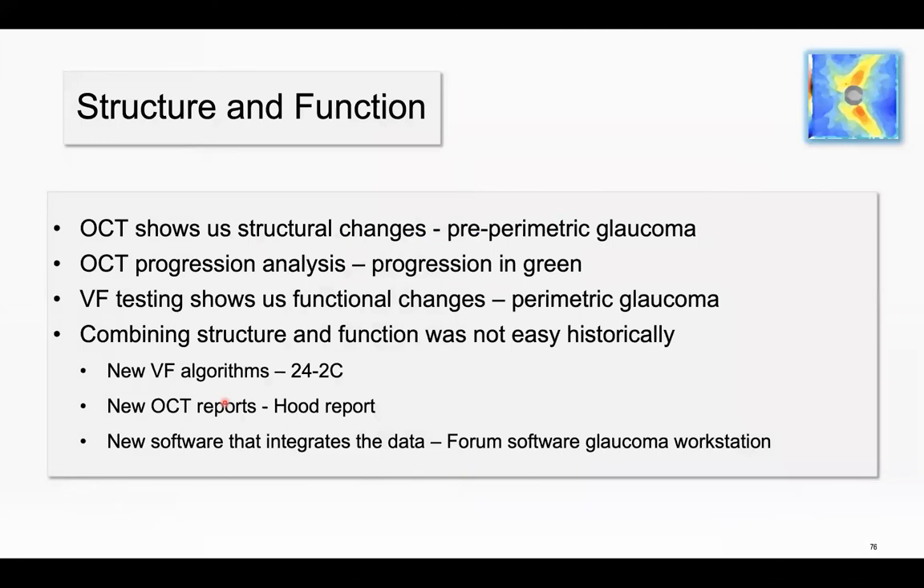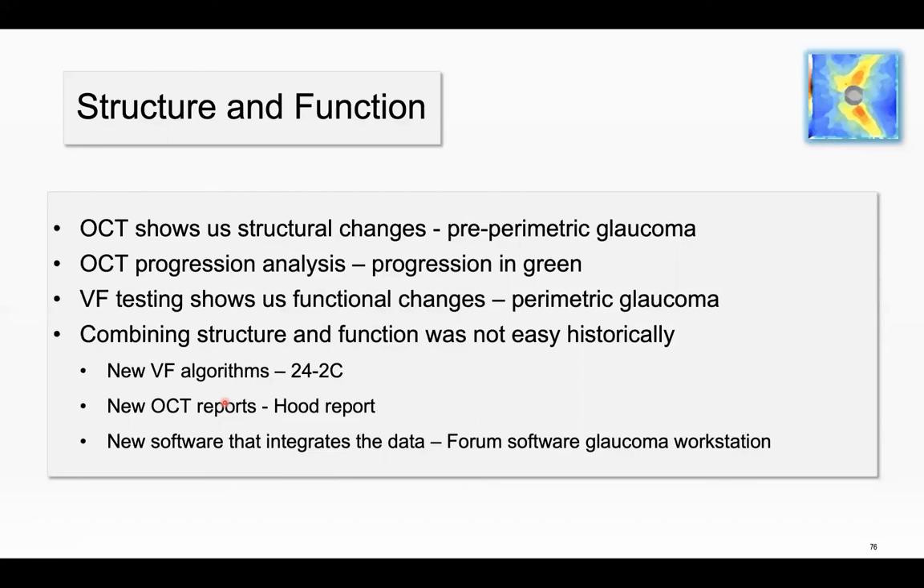So be careful for artifacts in GPA also. And fifth, summary slides now. OCT shows us structural changes starting as early as the preperimetric glaucoma stage. With OCT progression analysis, we can monitor the disease, and in addition, we can diagnose damage even before using the progression in green concept. Visual fields show us functional changes, but the damage starts much later on the visual fields.